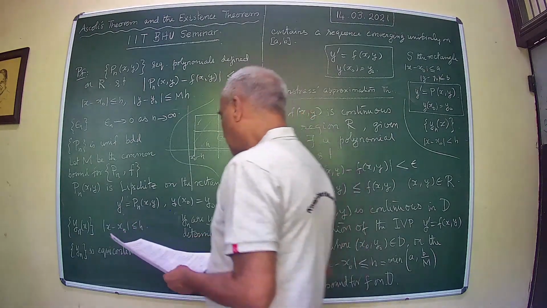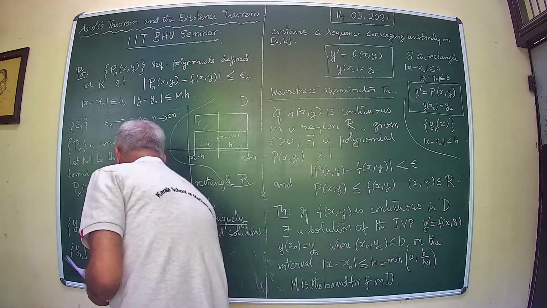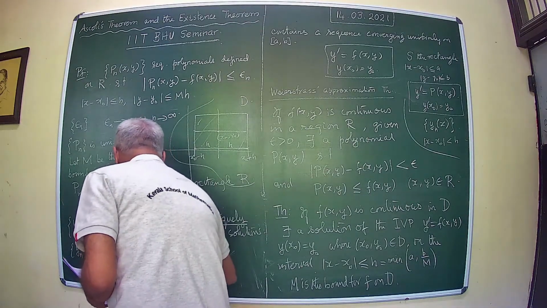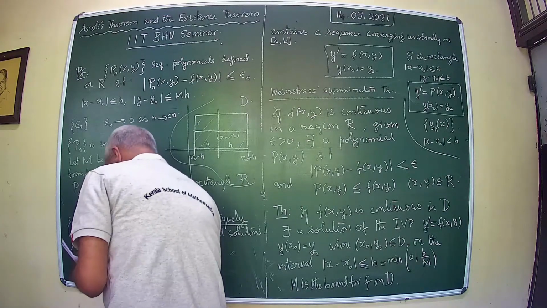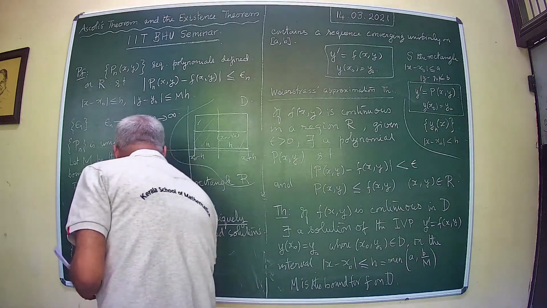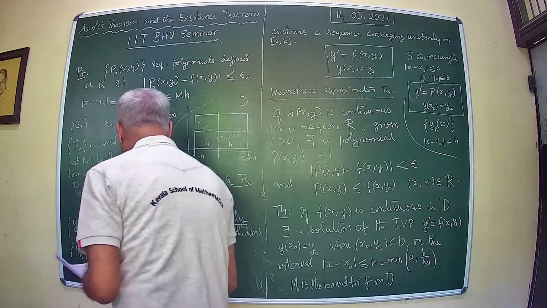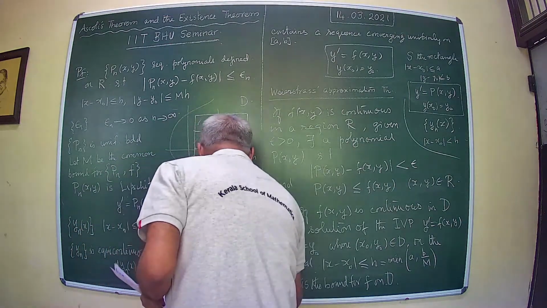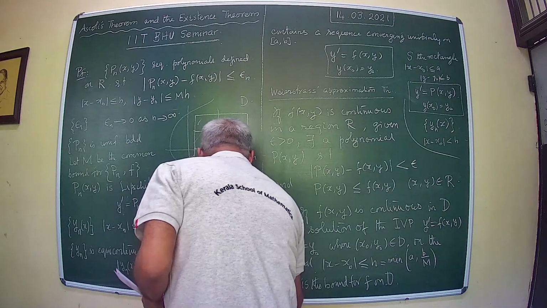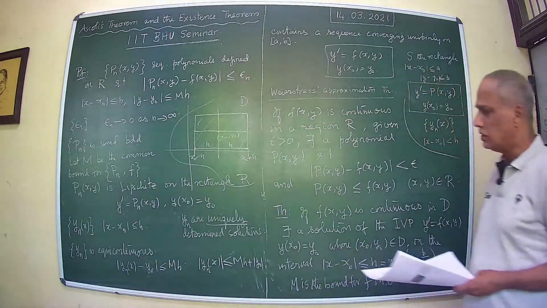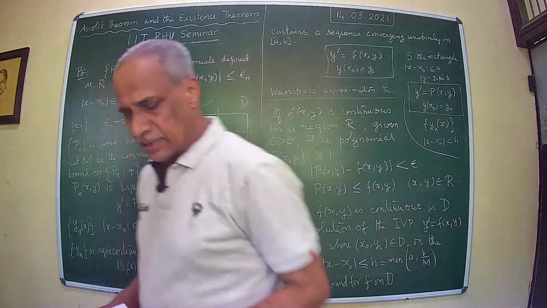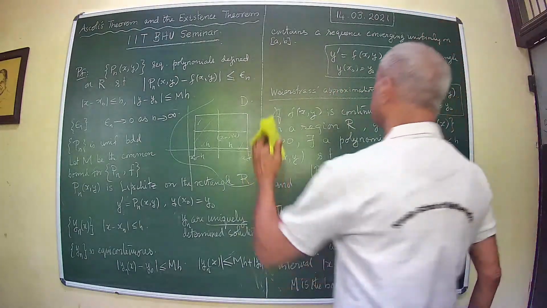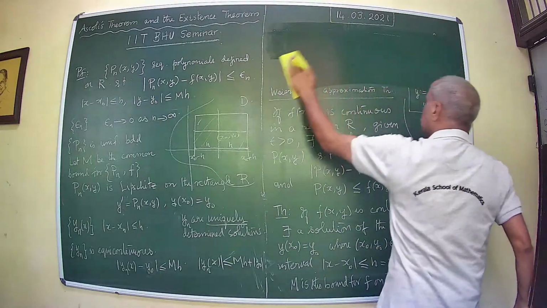Now you see that mod yn of x minus y naught is less than or equal to M h. Therefore, that is uniformly bounded. So now we prove that it is equicontinuous. To prove that it is equicontinuous, what one uses is the following.